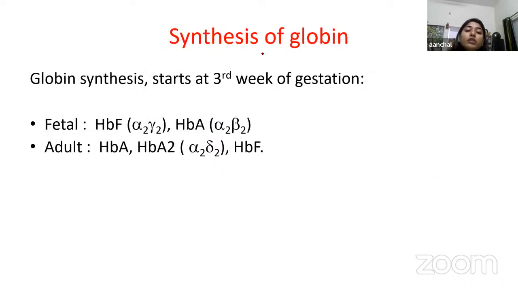Now, the synthesis of globin, as we know, starts at the 3rd week of gestation period, and in fetus we have alpha 2 gamma 2, and also a little amount of adult hemoglobin is present, that is alpha 2 beta 2, and in adult we have HbA, HbA2, and very little amount of HbF. Okay, so now we're going to discuss some salient features of fetal hemoglobin.